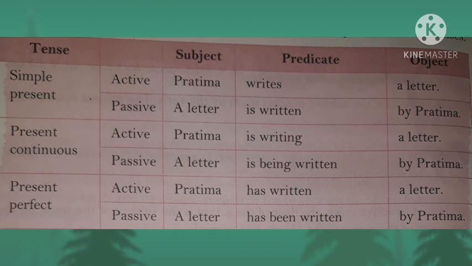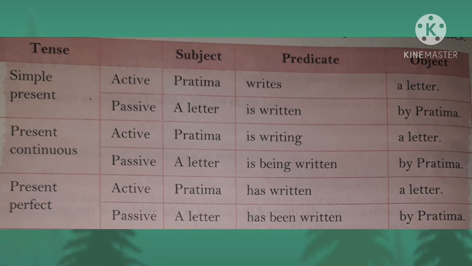First tense, simple present. Active voice: Pratima writes a letter. Passive voice: A letter is written by Pratima. Present continuous. Active: Pratima is writing a letter. Passive: A letter is being written by Pratima. With the continuous tense, we have to use the word being.